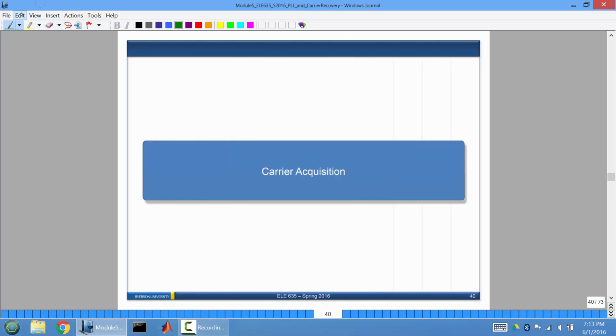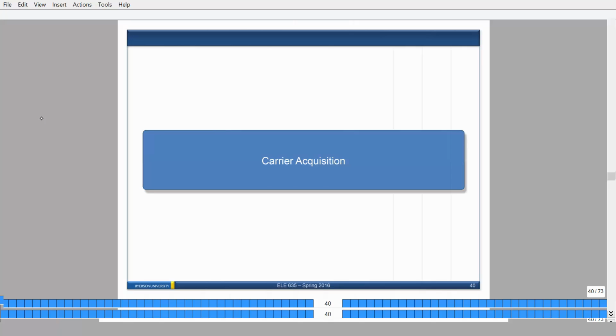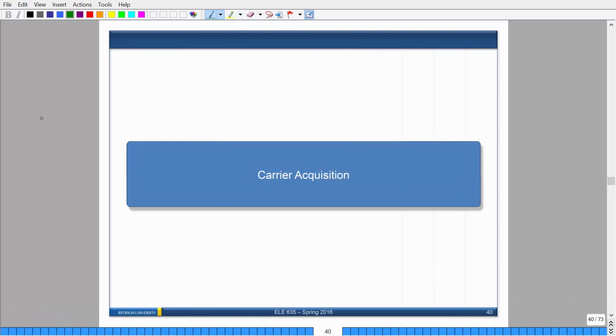Okay, so we're going to talk about the next part of this talk, which is carrier acquisition. What carrier acquisition means specifically is that you are generating a synchronized carrier on the receiver end. So that's what carrier acquisition means. That'll actually perform matching between the input and the output. This is done on the receiver side.